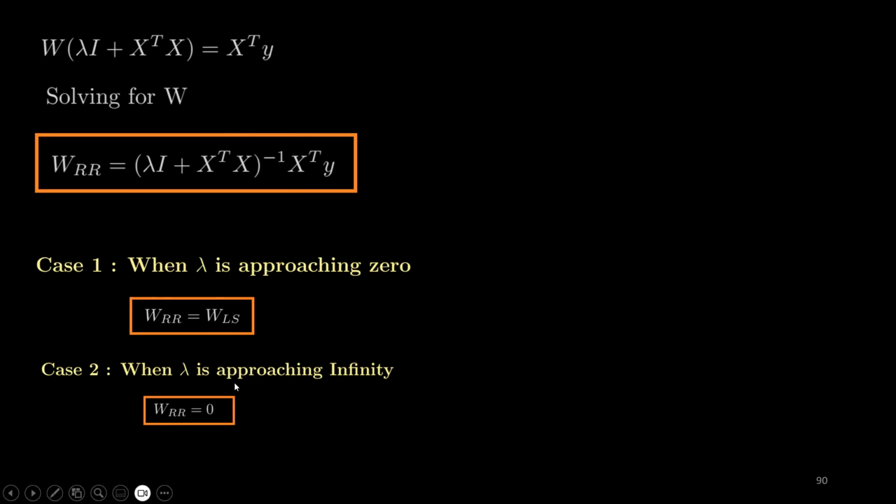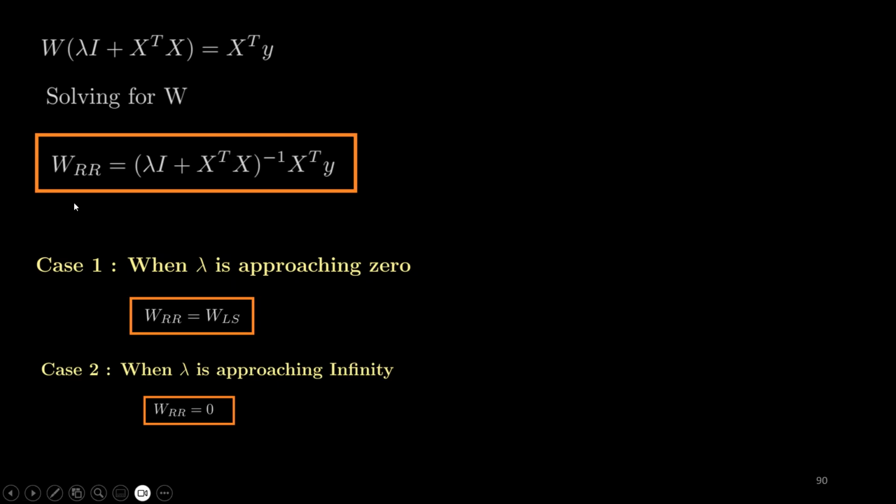On the other hand, if I put lambda equal to infinity, what will happen? If lambda is infinite, then infinity plus any other terms will also be equal to infinity. And here we are taking the inverse. So if we take the inverse of infinity, we will get 0. If this term is 0, then everything will be 0, because in multiplication, if one of the terms is 0, then the whole multiplication is 0. It means if lambda approaches infinity, ridge regression is 0. So both these cases are also verified with the help of this ridge regression equation.